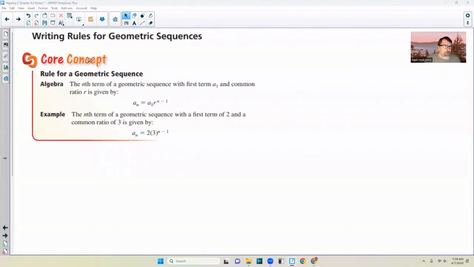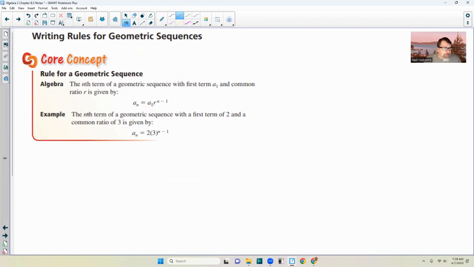Okay, so writing rules for geometric sequences. We have a core concept here before we continue, and it's the rule for a geometric sequence. The nth term of a geometric sequence with a first term, a sub 1, and a common ratio r is given by a sub n equals a sub 1 times r to the power of n minus 1.